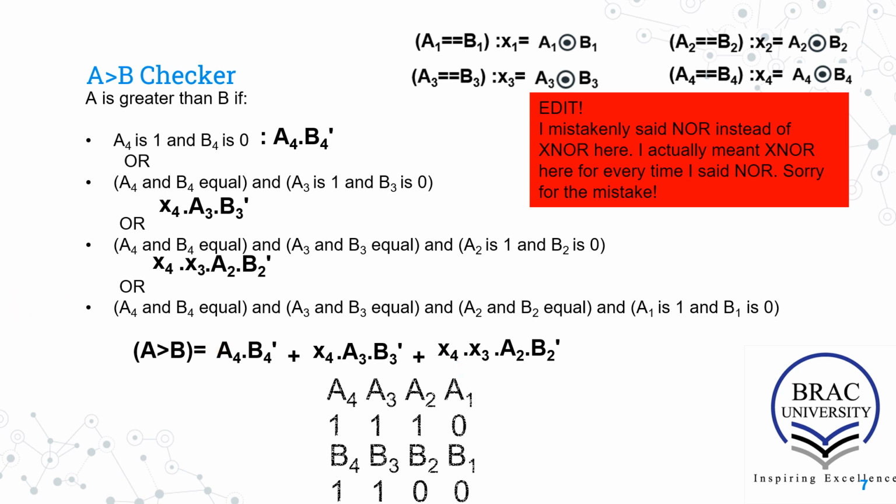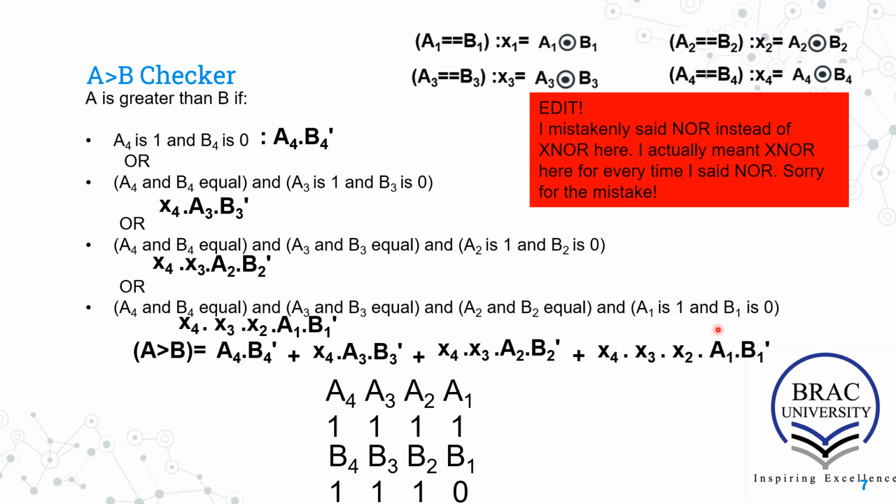Now let's look at the final case when a is greater than b. For this case, if a4 and b4 are equal, that is x4, and a3 and b3 are equal, so x3, and a2 and b2 are equal, so x2, and a1 is 1 and b1 is 0, then a is greater than b. So translating this line to a Boolean term will look like this. So this is the final term of our equation.